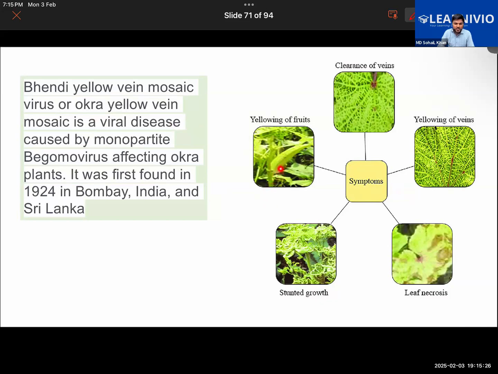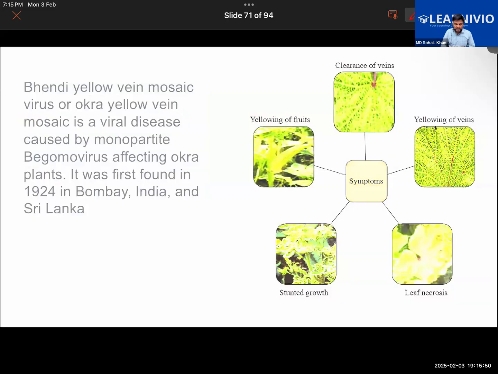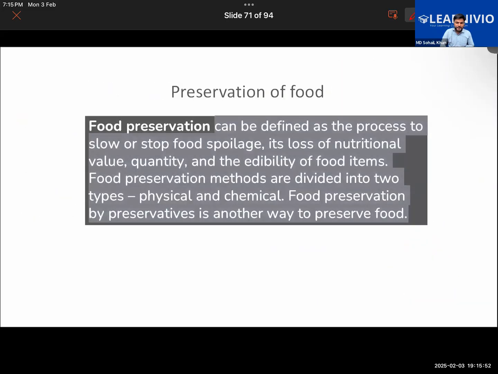Basically what will happen, okra would be turning yellowish in color, right? The veins present on the leaf will start to disappear, or it will become yellow in color. Getting it? The leaf would be getting folded and the growth would be limited. The growth will be basically stunted, like it will stop growing beyond a certain height. So that is the yellow vein mosaic virus.